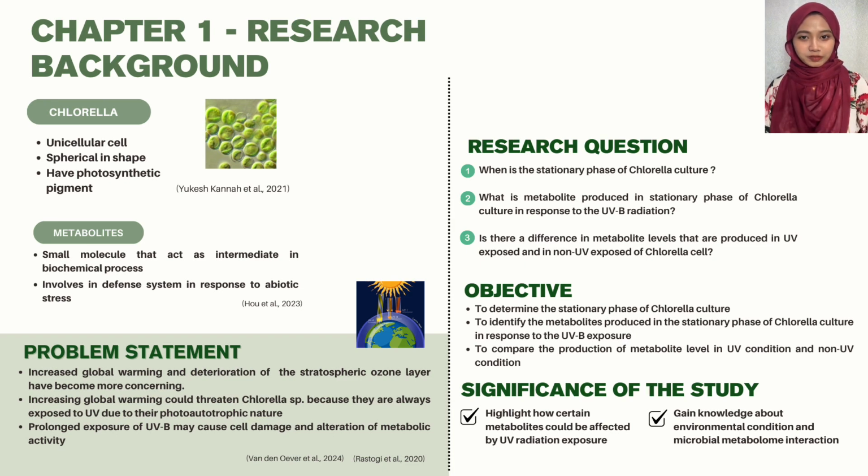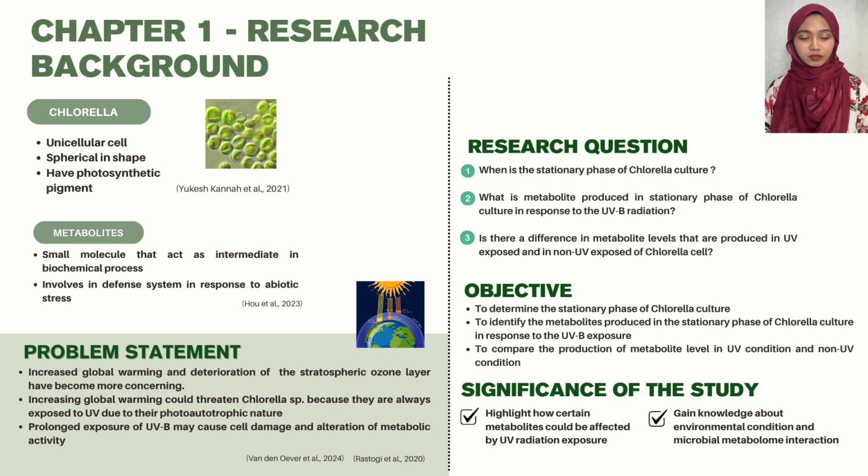The research questions of this study include: when is the stationary phase of Chlorella culture, what metabolites are produced in the stationary phase of Chlorella culture in response to UVB radiation, and is there a difference in metabolite level produced in UV exposed and non-UV exposed Chlorella cells. Therefore, the aim of this research is to determine the stationary phase of Chlorella culture as well as to identify the metabolites produced in the stationary phase in response to UVB exposure. The metabolite levels in UV and non-UV conditions will also be compared throughout the study.